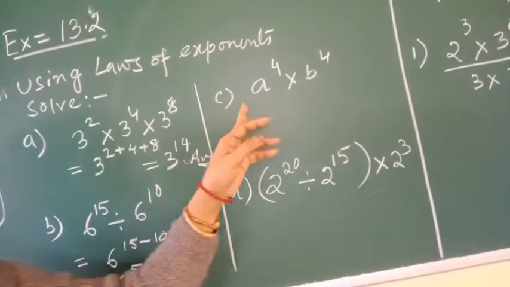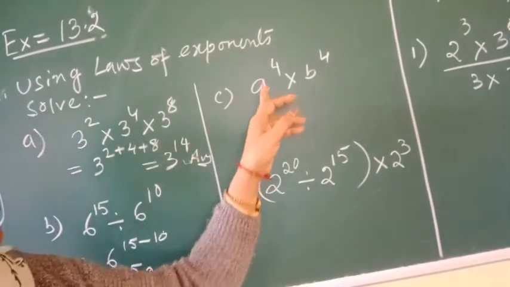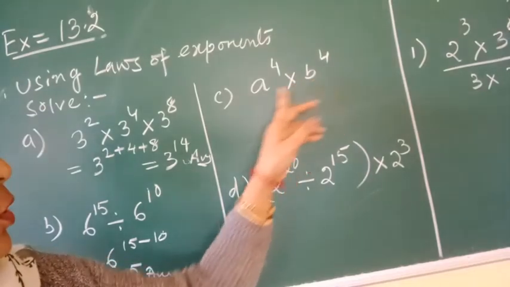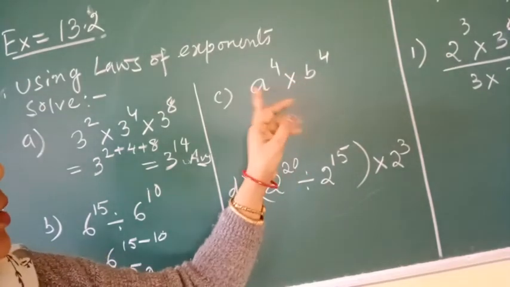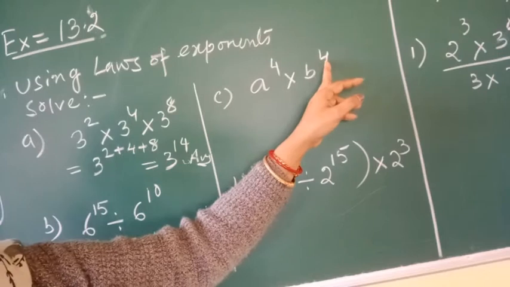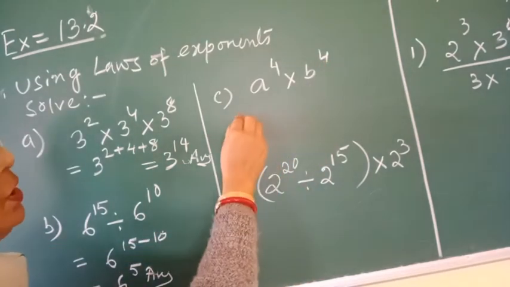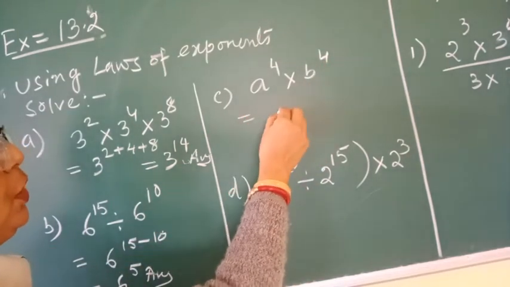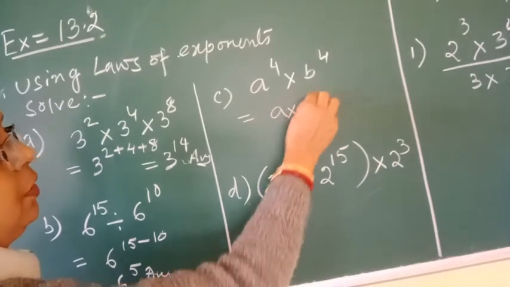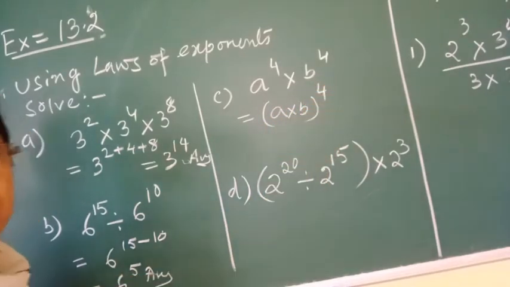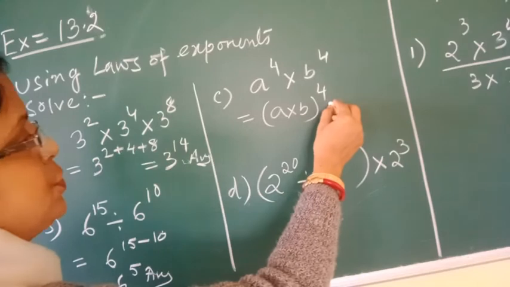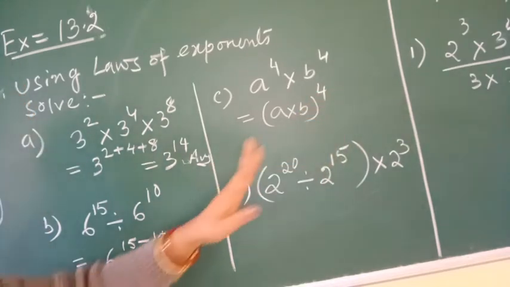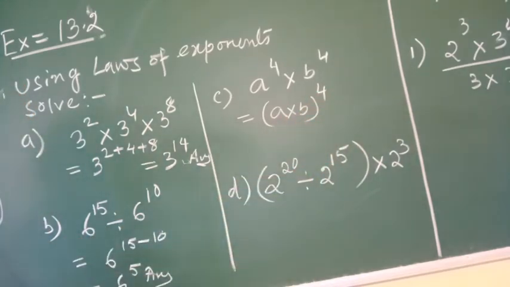This one is question number C. I have given a to the power 4 into b to the power 4. When the bases are different and the powers are the same, you know by using laws of exponents, a into b whole to the power 4. Or you can write it this way also. Okay, you keep it this way only, a into b whole to the power 4.